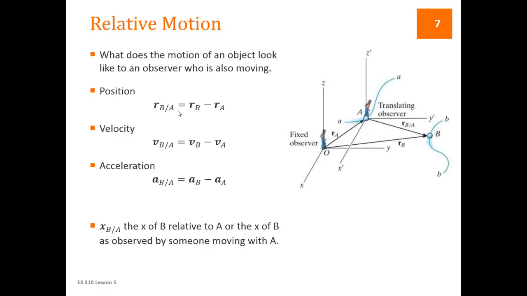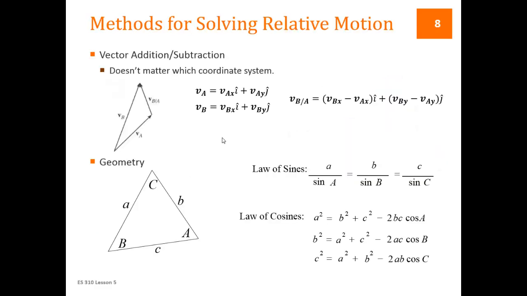So B relative to A would be B minus A. B slash A, B minus A. If it were vice versa, VA slash B, the velocity of A relative to somebody at B, it would be VA minus VB. How do you solve this? Well, it's simple vector subtraction, which is the same as vector addition with some negative signs in there. So if you can write each of the vectors in their component forms, then you just subtract the two from each other. You could also use geometry and use the law of sines or the law of cosines.